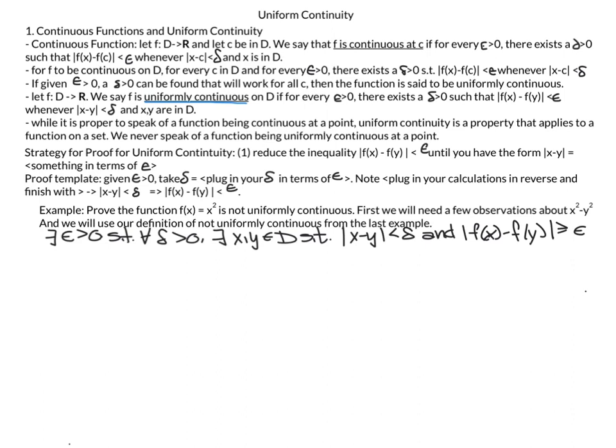For an example of using our negation of the definition of uniformly continuous, we're going to prove that the function f of x equals x squared is not uniformly continuous. And this is also a good example of what it means to be uniformly continuous, because we'll have a counterexample and we'll do a graph to give us some more clarity on the definition. I have also written for your reference our negation of the definition of uniformly continuous.